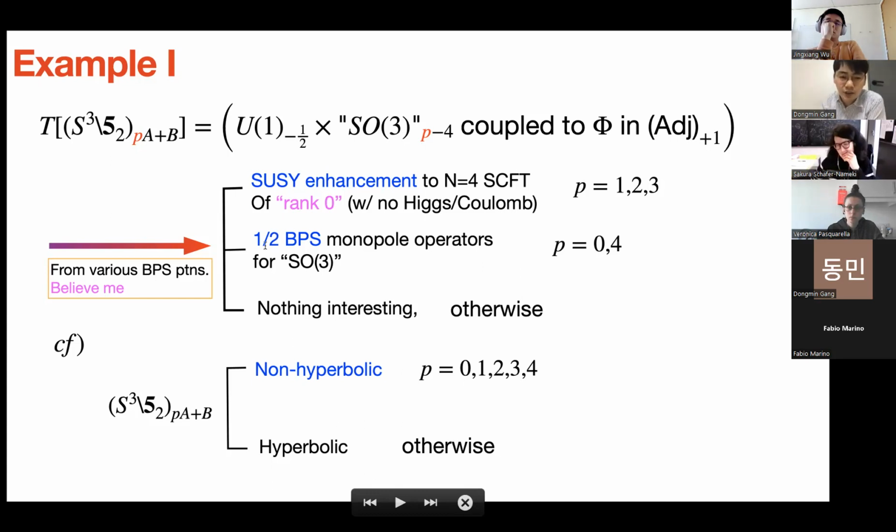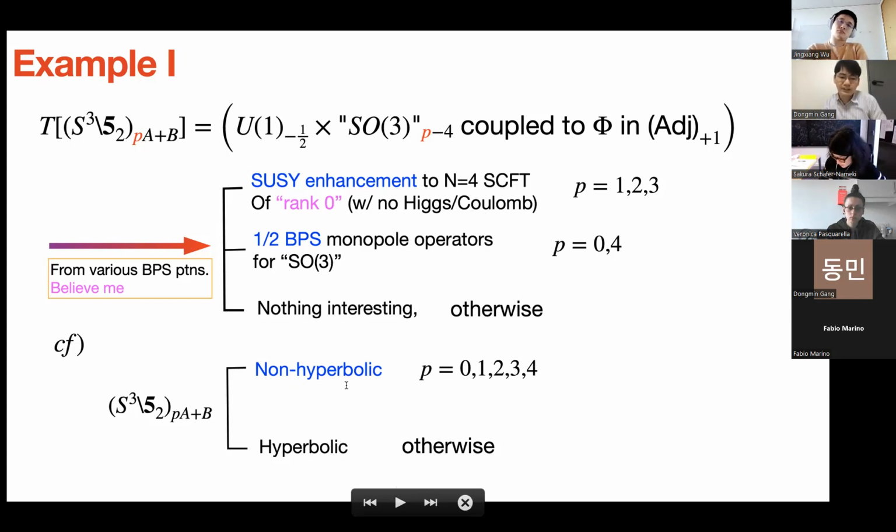And so this only happened in the P equal 0 and 4 cases. In the other cases, we found that there's nothing interesting. And the field theory analysis is a very nice match with the well-known mathematical fact that for these cases, P equal 0 and 4, this corresponds to a non-hyperbolic manifold, and otherwise this corresponds to a hyperbolic manifold.